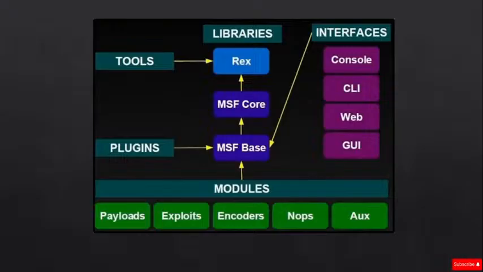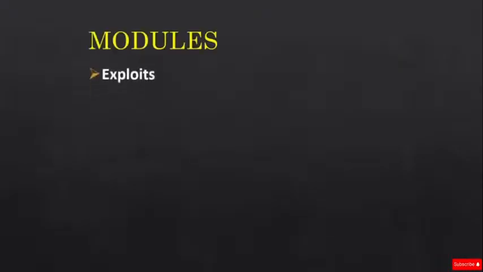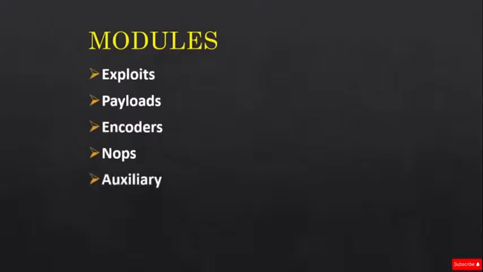MSF Core provides the basic API and defines the Metasploit framework. MSF Base provides the friendly API, with simplified APIs for use in the framework. Now, in the modules, we have exploits, auxiliary, payloads, encoders, and no operations, that is NOPs.